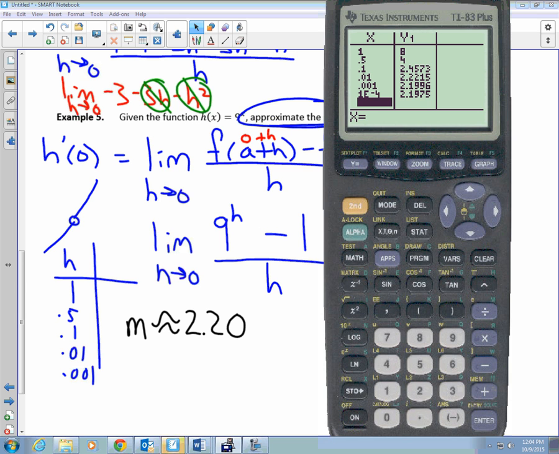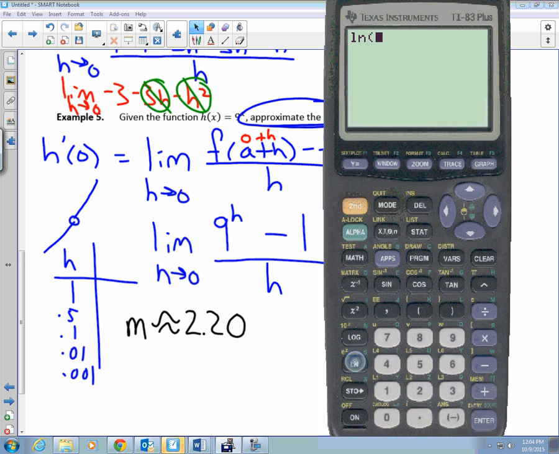Now, there will come the day where I can tell you that exact slope. Okay? Hold on. It happens to be the natural log of 9. But there's a way in which we get to that, and I'll teach you how we do that later on. But right now, that's how you do that approximation.